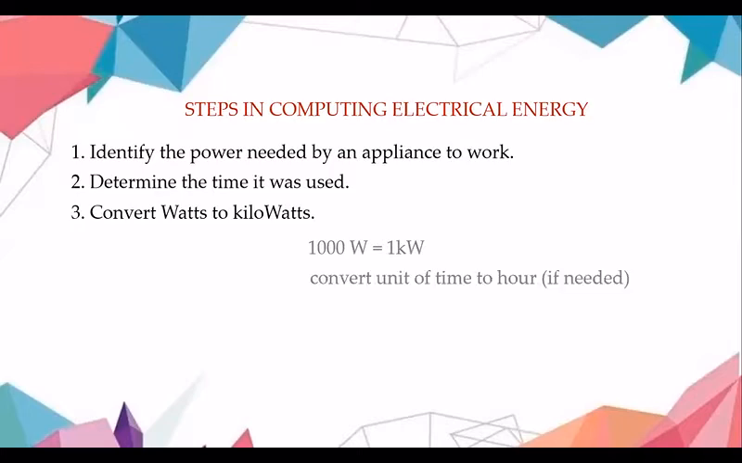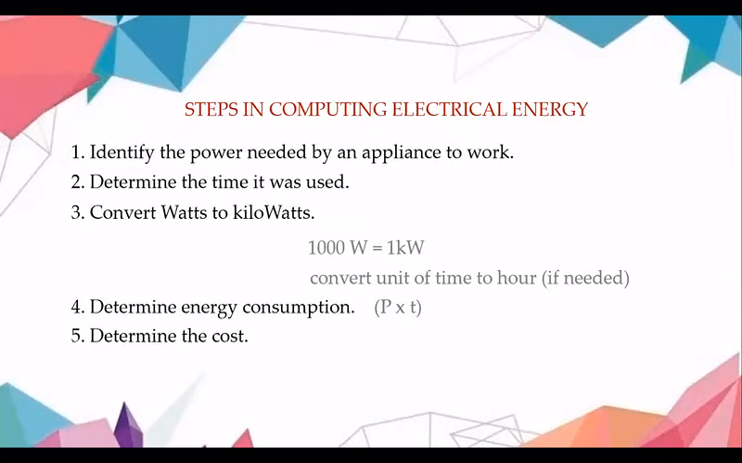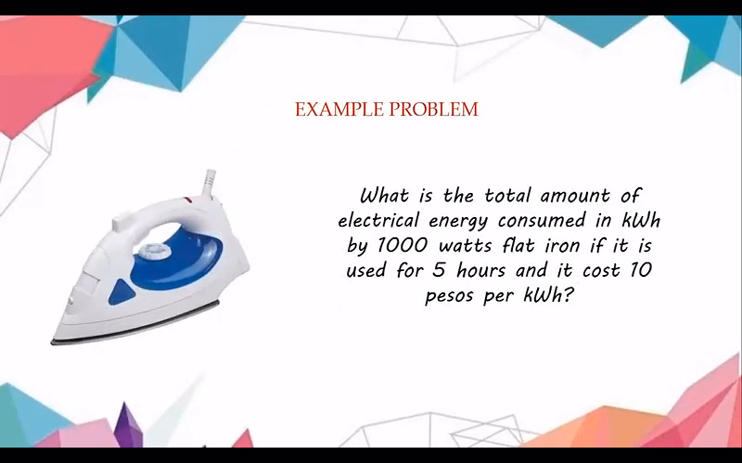And if needed, we will also convert the given time into hours. The fourth step is determine energy consumption, that is by multiplying the value of power and time. And lastly is to determine the cost. Example, what is the total amount of electrical energy consumed in kilowatt-hours by a 1000 watts flat iron if it is used for 5 hours and it costs 10 pesos per kilowatt-hour?